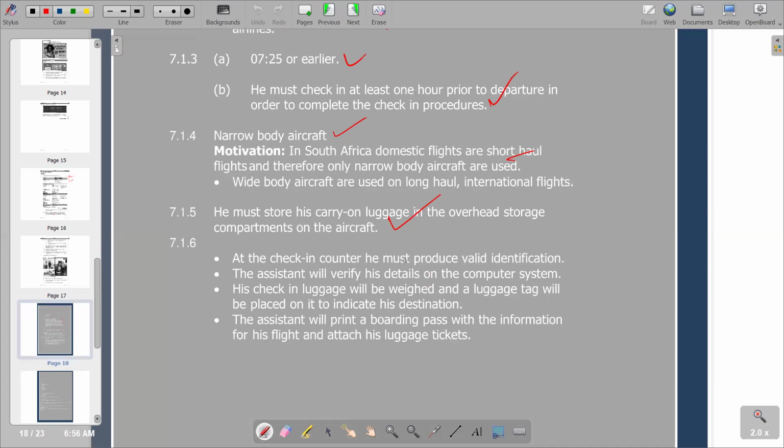So the first is, at the check-in counter, you must produce valid identification. So obviously, the first procedure is to check the identification of the person. Then the assistant will verify his details on the computer system. And the next is his check-in luggage will be weighed, and the luggage tag will be pressed on it to show his destination. And then the assistant will print a boarding pass with the information for his flight and attach his luggage ticket. So basically, in the exam, let's try to put in the same order that you have here to show the procedures that need to be taken. So basically, that's what we have according to this video.